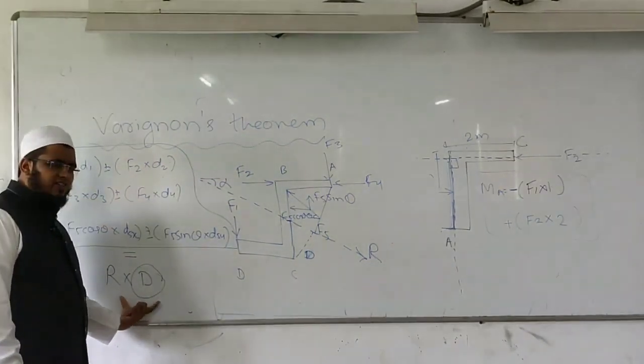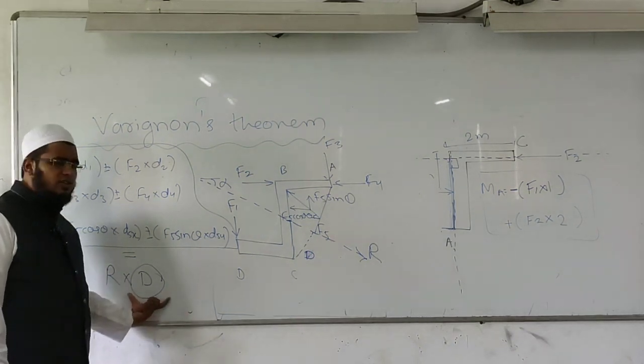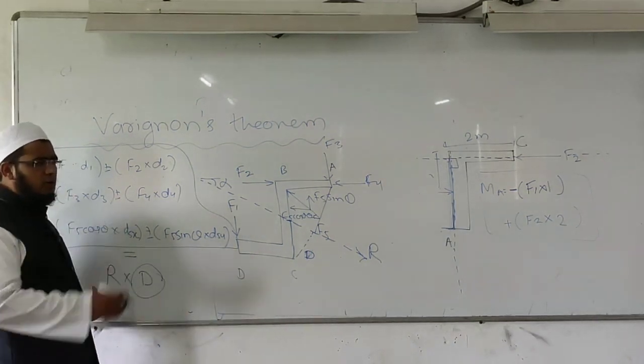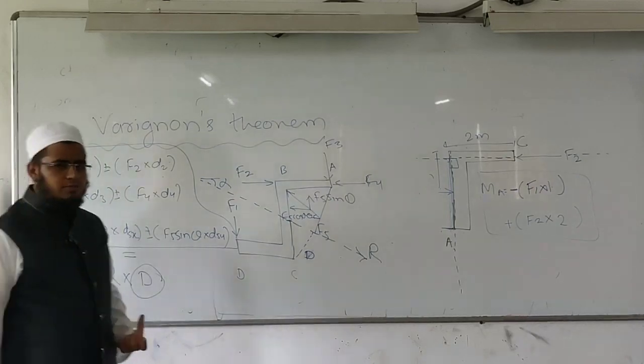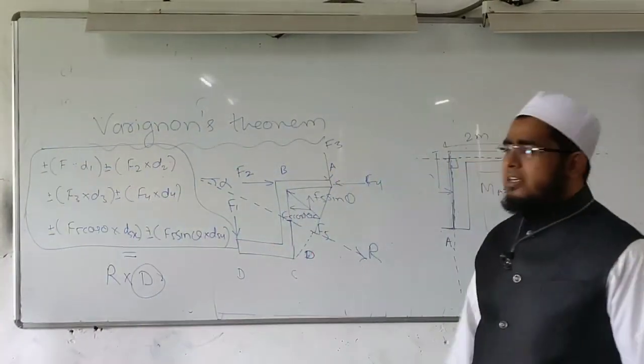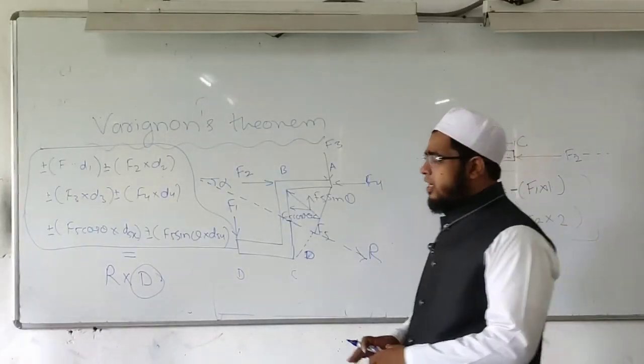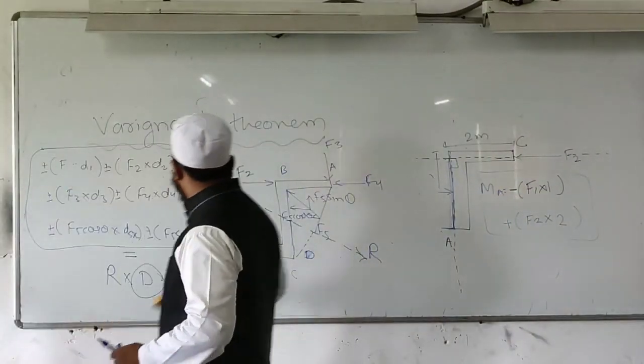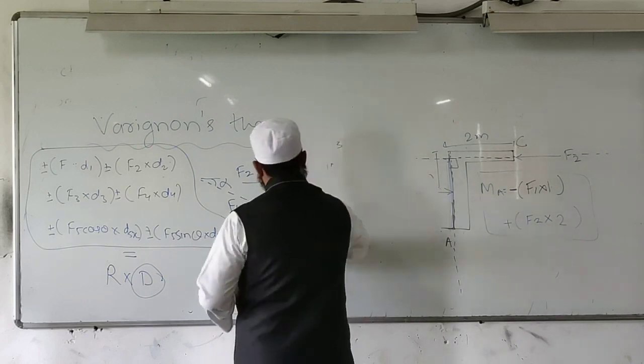to R into D, resultant into perpendicular distance, and R is known already from the formula R equal to the root of summation of x square plus summation of y square. So we can easily find that D, that is the perpendicular distance of the resultant from the moment center.